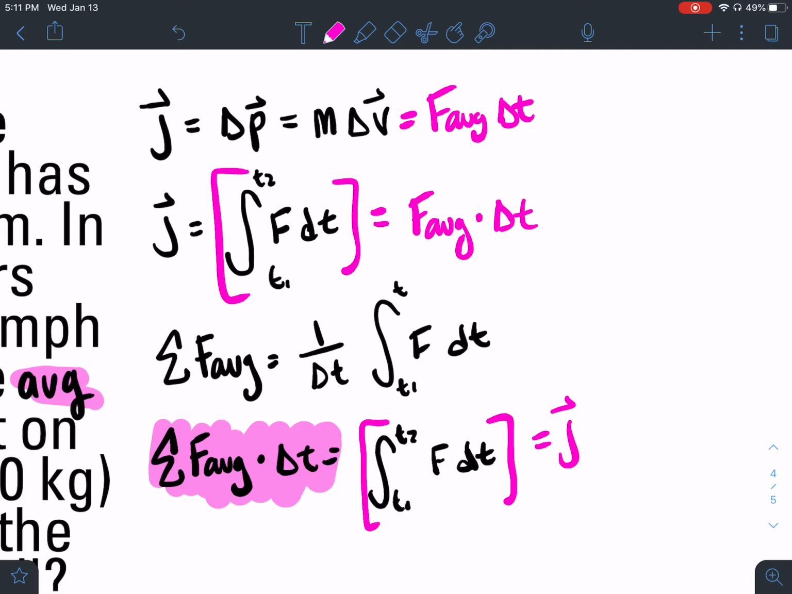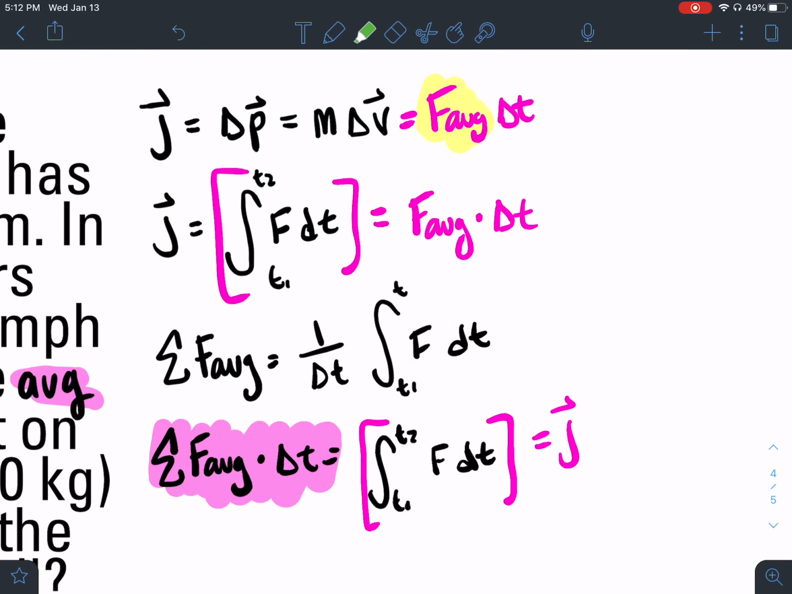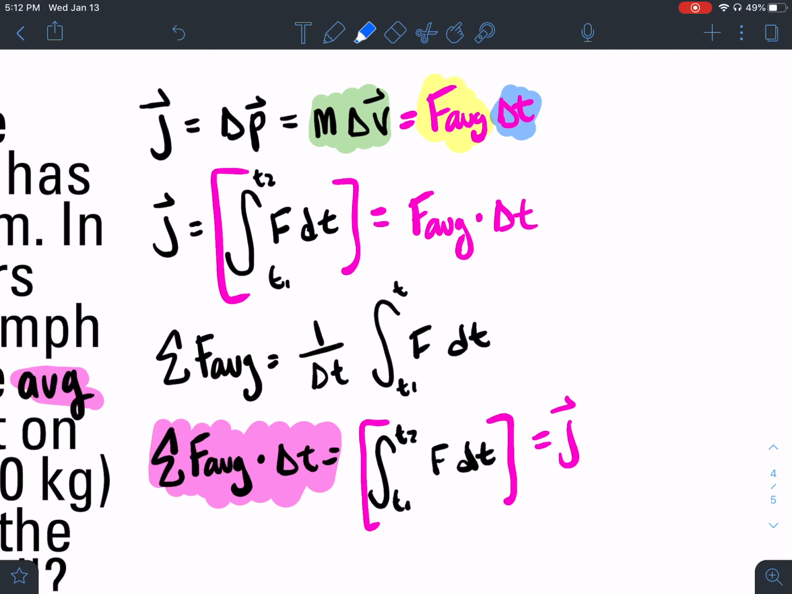So these are the things that we're going to be looking at. We want to solve for the average force, and since this is what we're solving for, that means somewhere during this process, we need to know what was the change in momentum and what was the time, how long the collision took. So we can go ahead and start solving for these things.